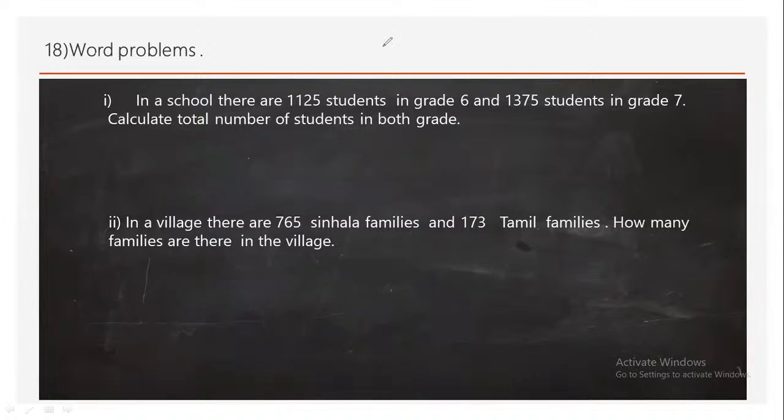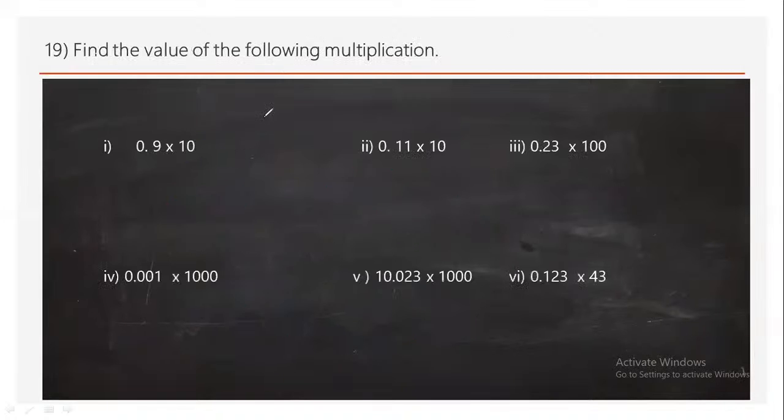Question number 19. Decimal multiplications. Find the value of the following multiplication. Now look, when we are multiplying a decimal by a power of 10, according to the number of zeros. Power of 10 means 10, 100, 1000 like that. If there is 1 zero, move one decimal place forward, towards the left-hand side.